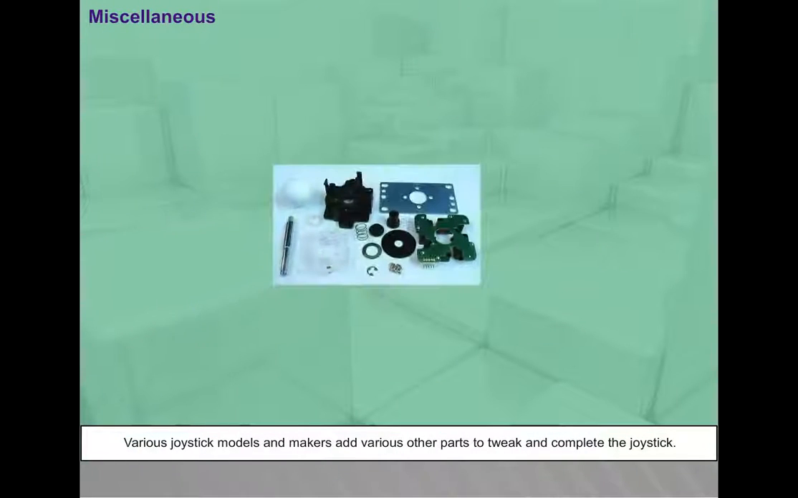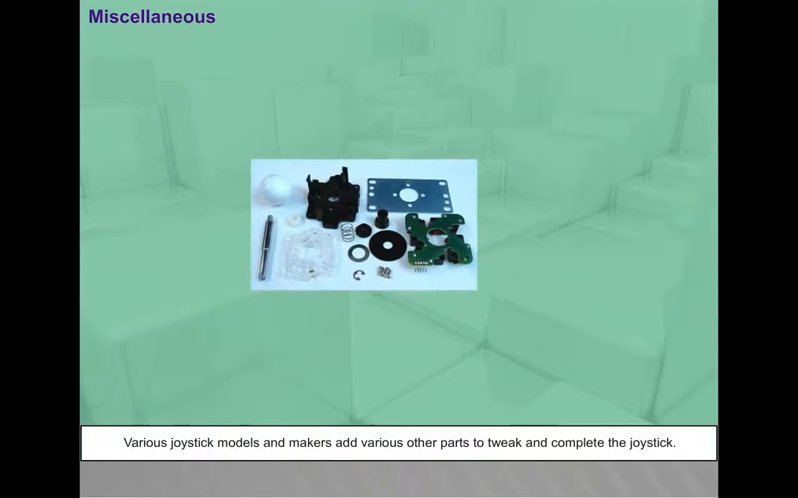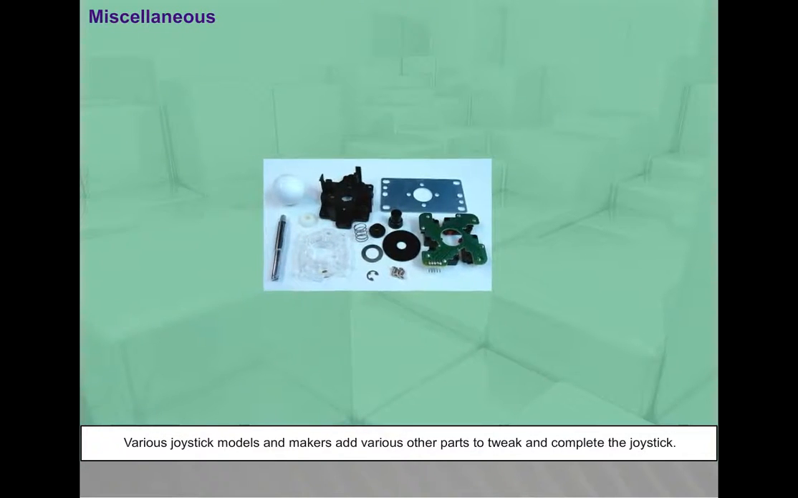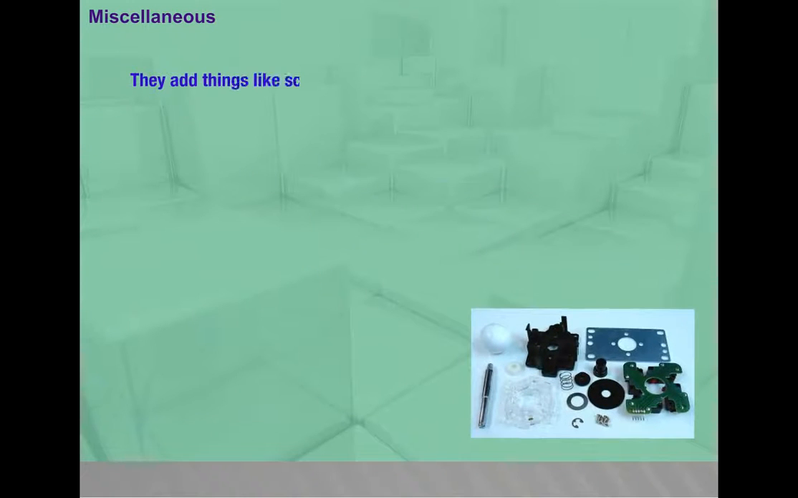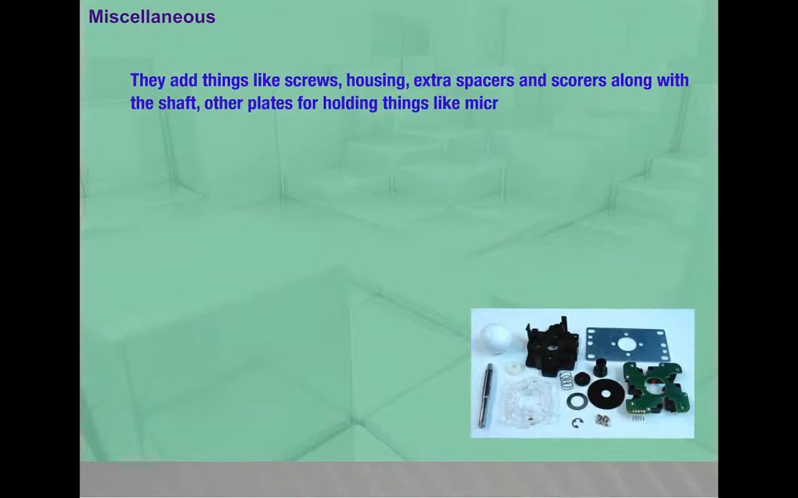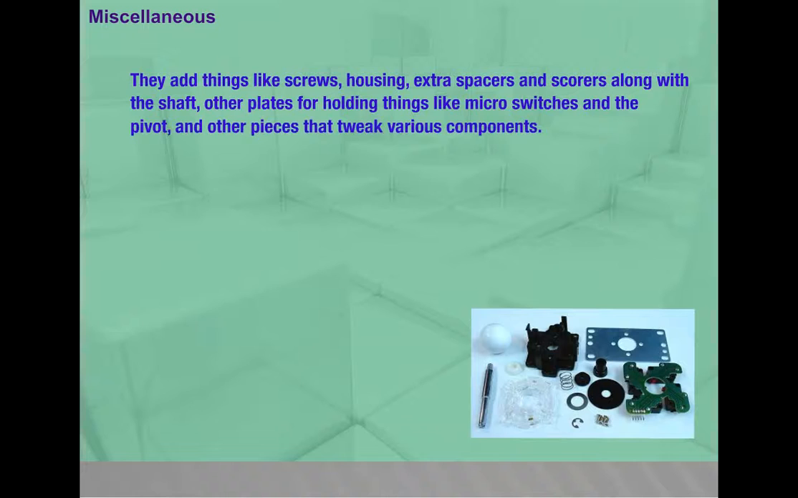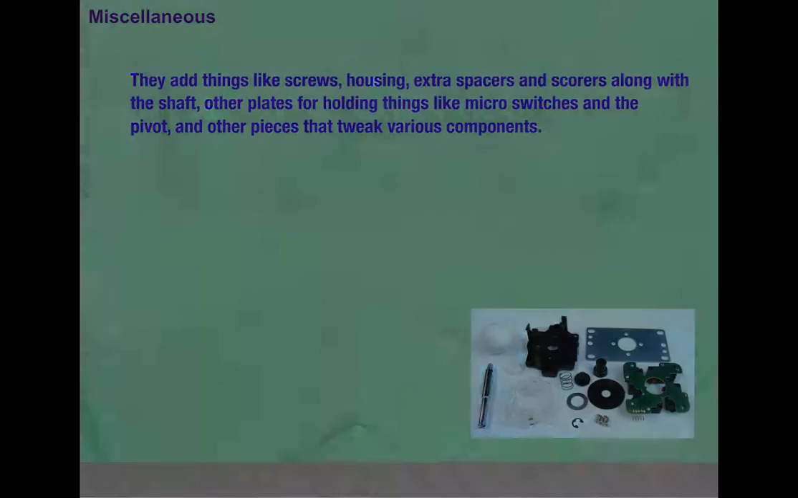Miscellaneous: various joystick models and makers add various other parts to tweak and complete the joystick. They add things like screws, housing, extra spacers and others along with the shaft, other plates for holding things like micro switches and the pivot, and other pieces that tweak various components.